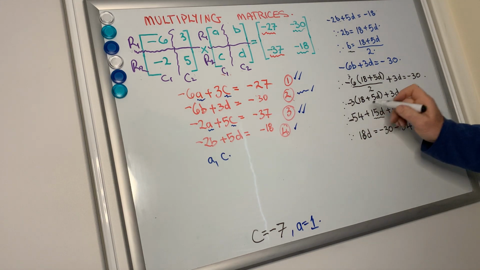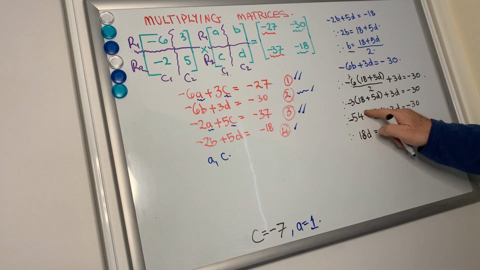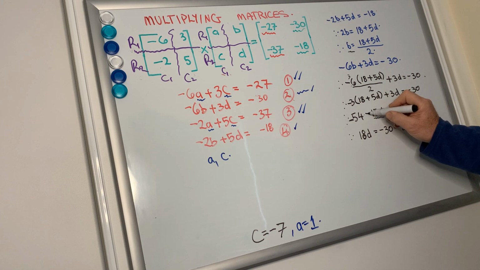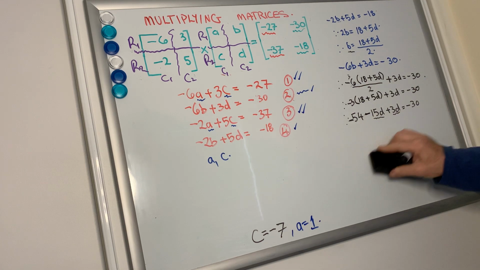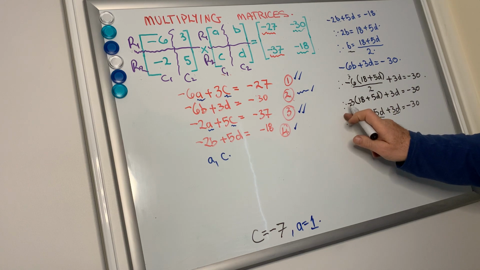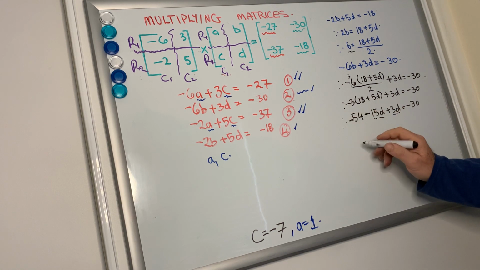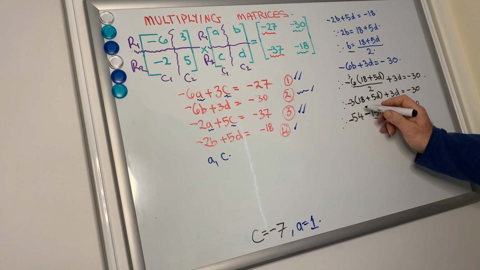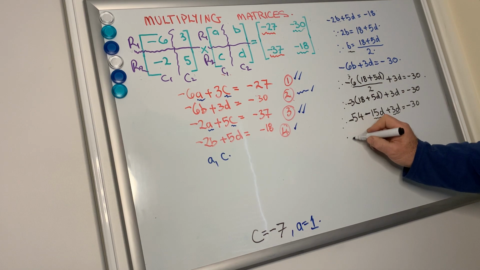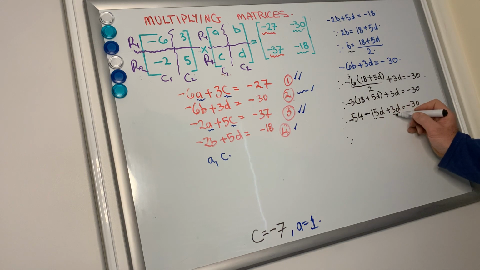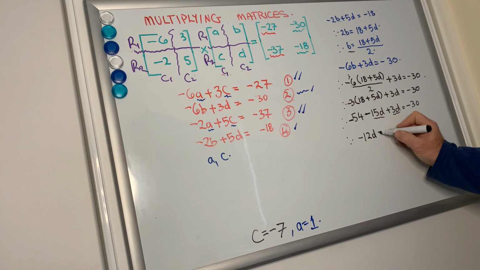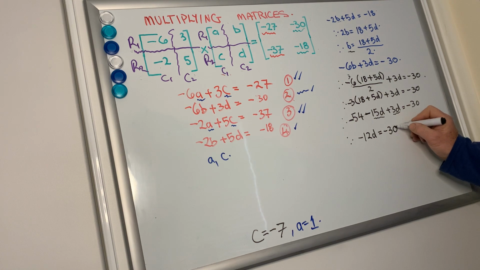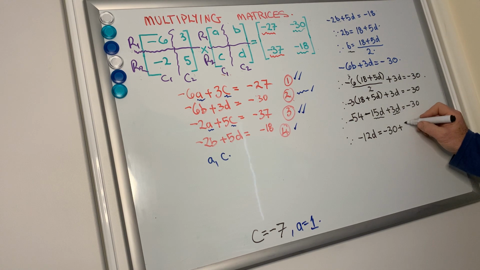Minus 54, and that should be a negative in there. Okay, now let's just go back one step. So minus 54 minus 15d plus 3d is equal to minus 30. Therefore, let's get these two together: minus 15d plus 3d is minus 12d, which is equal to minus 30 plus 54.